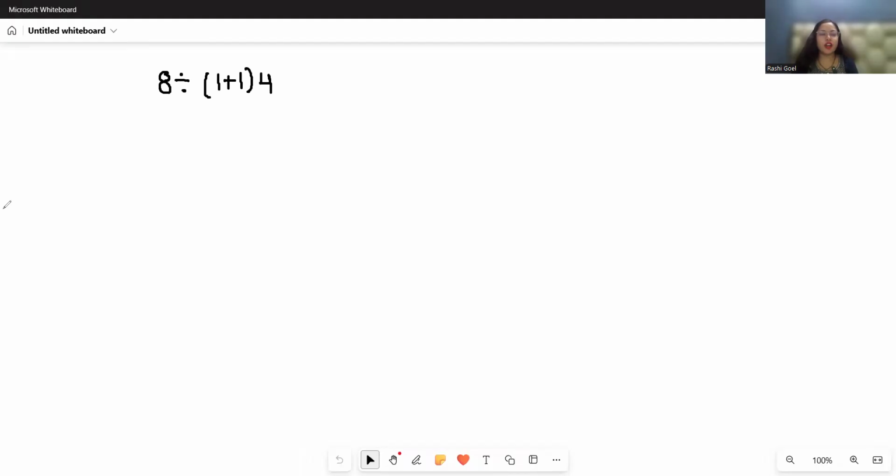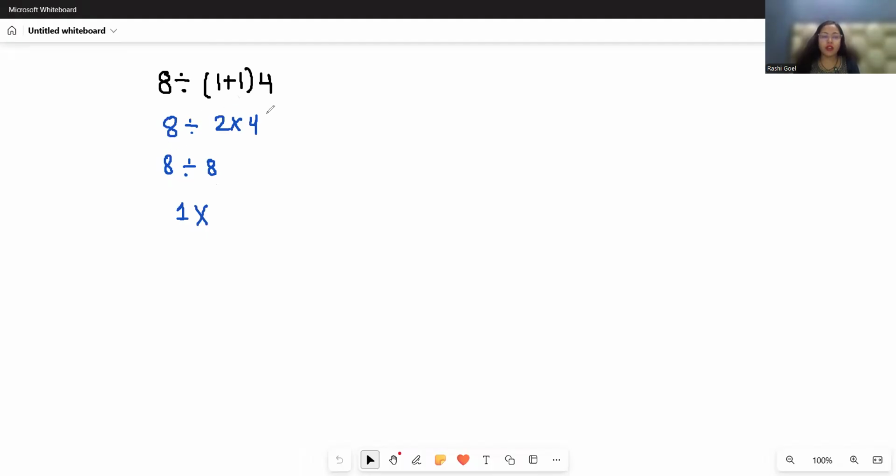In this video, we are going to solve a beautiful mathematical expression, which is 8 divided by (1 plus 1) times 4. It looks simple but still many people fail to solve it because they did not take the right approach. They solve it like this: 8 divided by 1 plus 1 is 2 times 4. 8 divided by 2 times 4 is 8, and 8 divided by 8 is 1, which is the incorrect approach.